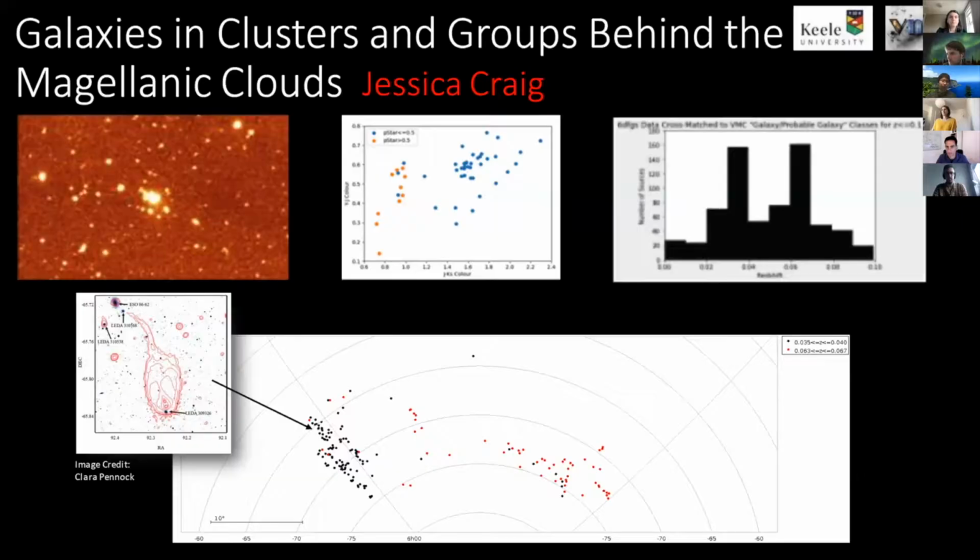Hi everyone, I'm Jess. I'm a first year PhD student at the University of Kiel. I'm working with the VMC, which is a high resolution, high sensitivity near infrared survey covering the Magellanic Clouds, but also many background galaxies. Since this is a complicated field with a lot of stellar contamination, I'm using machine learning to distinguish galaxies from stars and to determine cluster membership.